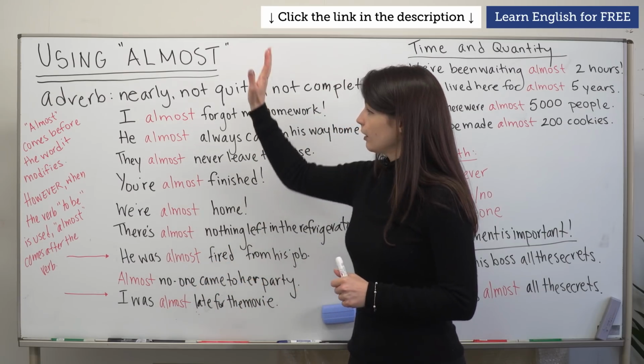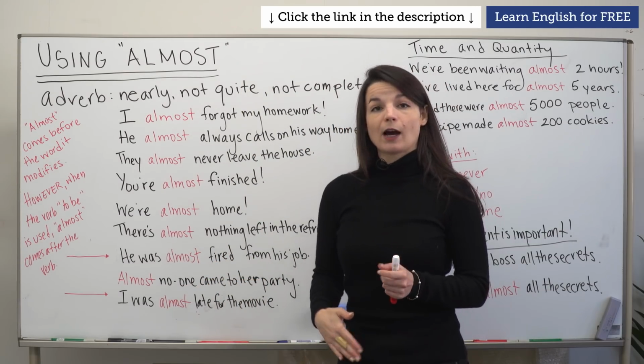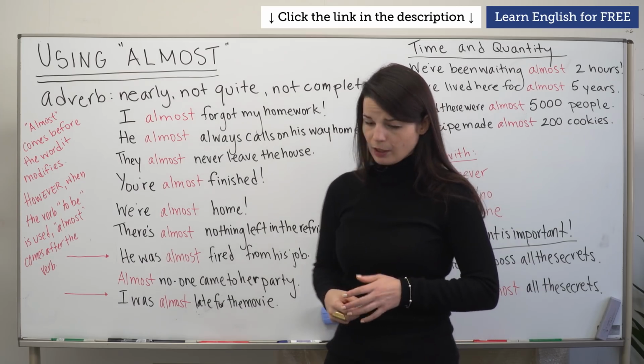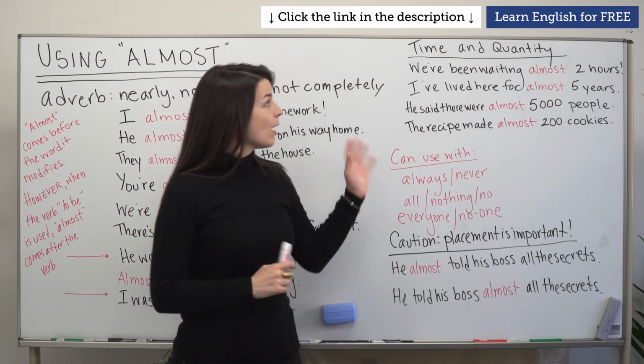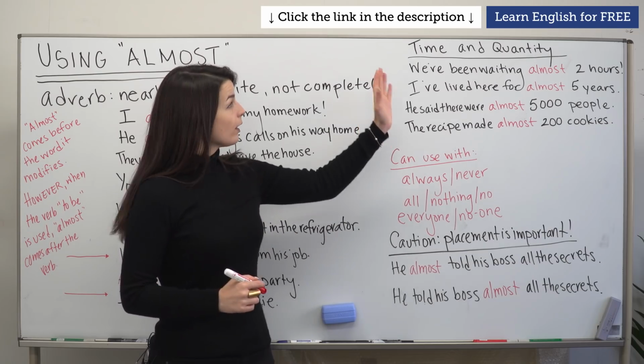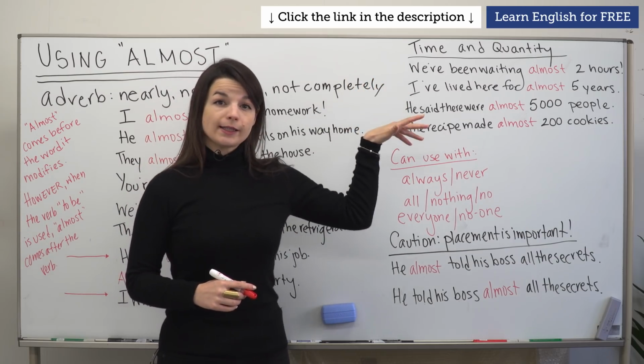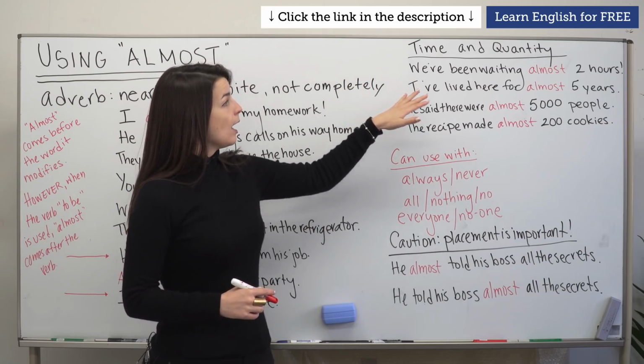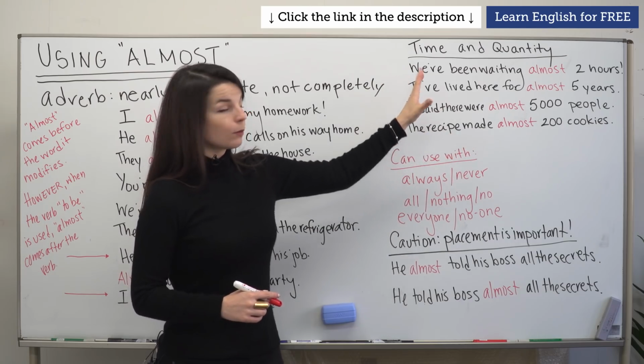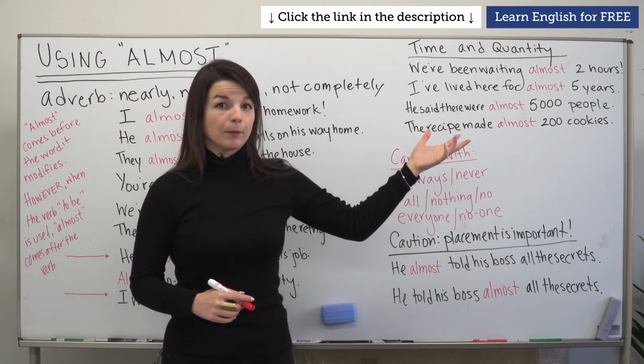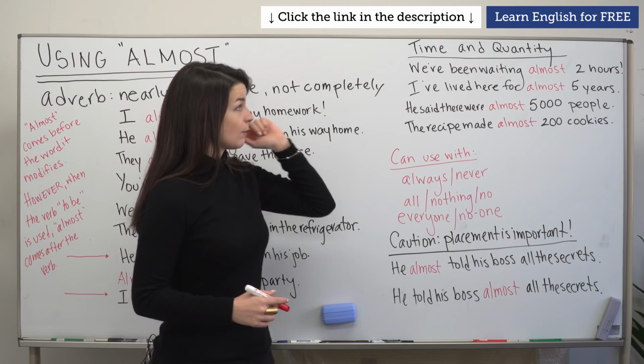Okay, so these are quite a few examples of how we can use almost. I want to talk a little bit about some other ways to use almost. We use almost with time and quantity expressions. So in these cases, we use the word almost before the time or before the quantity. Let's look at some examples.